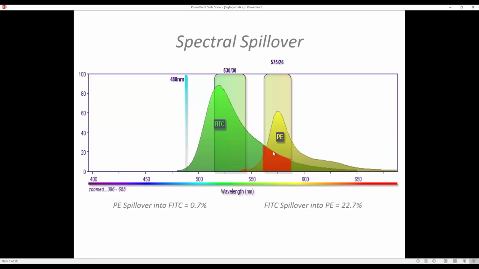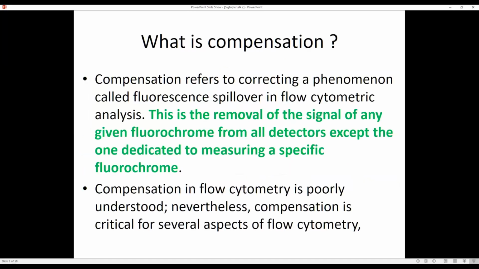So basically, we need to eliminate this FITC signal from the PE detector, correct? We need to eliminate this FITC signal from the PE detector. Similarly, we need to eliminate this small PE signal from the FITC detector, right? So that is called compensation. So compensation refers to correcting a phenomenon called fluorescence spillover in flow cytometry.